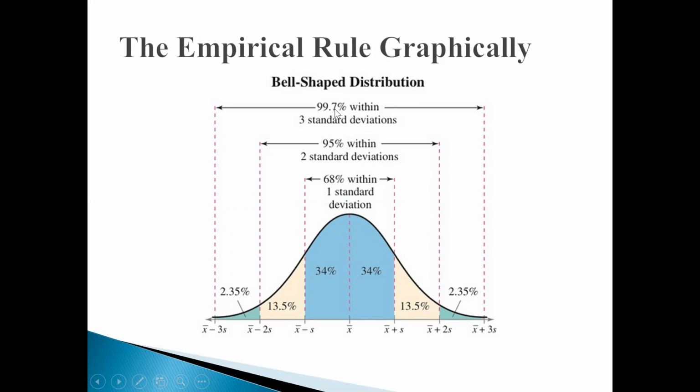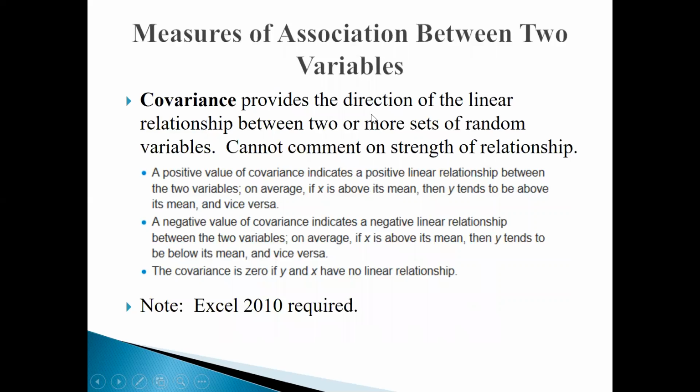And then again, like I said, 99.7 within 3 standard deviations. All right, we can also look at measures of association between 2 variables. So that's covariance. This provides a direction of the linear relationship between 2 or more sets of random variables. Now the key here is with covariance, you cannot comment on the strength of the relationship.